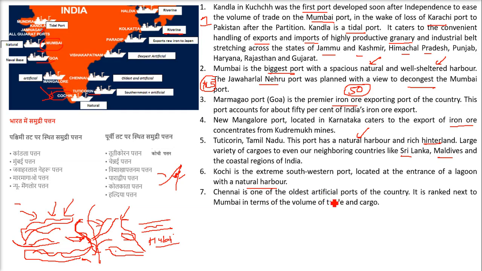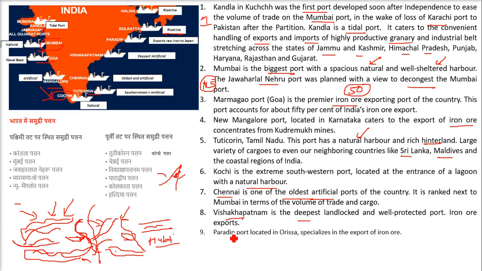Then Chennai is one of the oldest artificial ports of the country. Chennai is the oldest artificial port. This can be asked. It is ranked next to Mumbai in terms of volume of trade and cargo. And then we have Visakhapatnam, the deepest. Visakhapatnam is the deepest, landlocked, well-protected port, again for iron ore exports. And Paradip, let's come to Paradip. We already talked about Visakhapatnam. Paradip is in Odisha, and it is specializing again in iron ore.